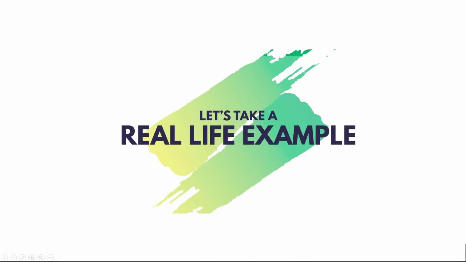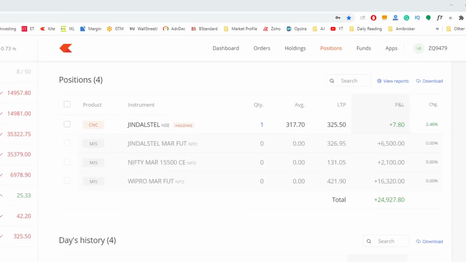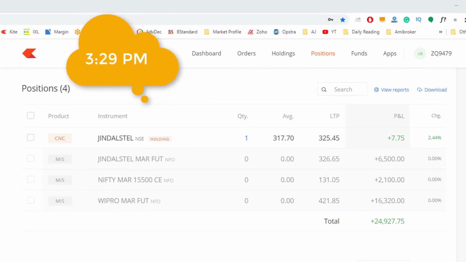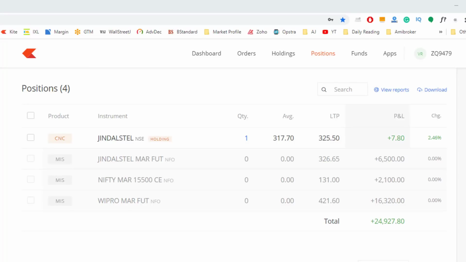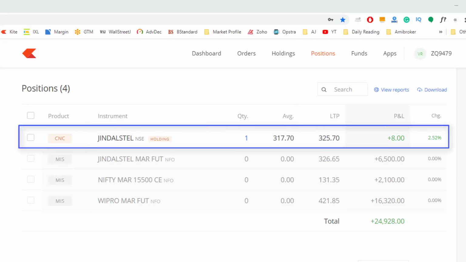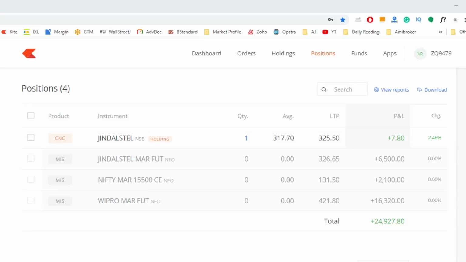So let's take a real life example to see a similar situation. Right now this is 3:29. So I have exactly 1 minute left for the market to close. And I have one open position. I have one share of Jindal Steel, which I bought at 317.7 rupees and which is currently trading at 325.5 rupees. So I'm sitting on a profit of about 7.8 rupees as of now.